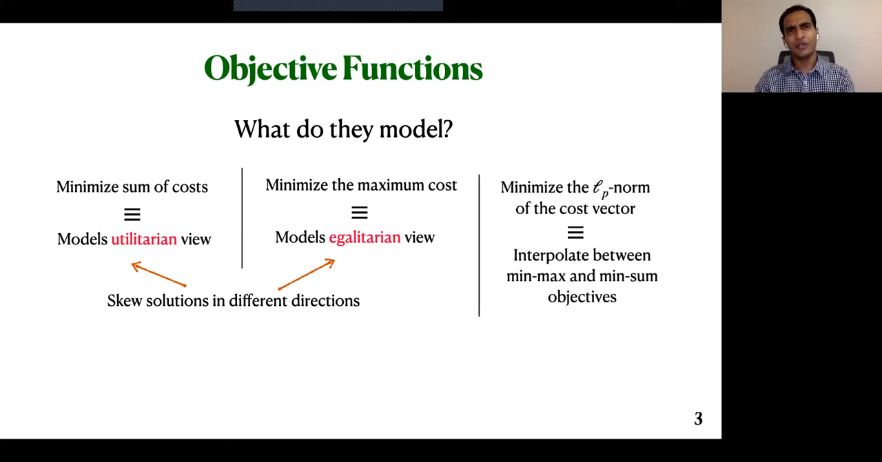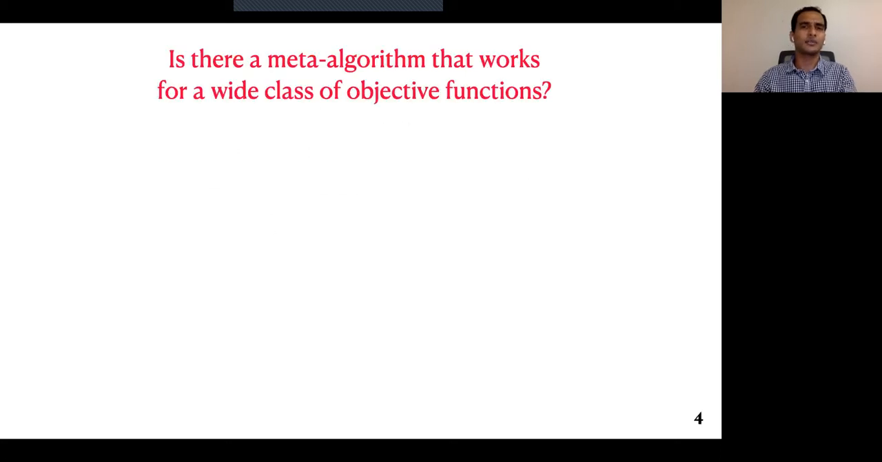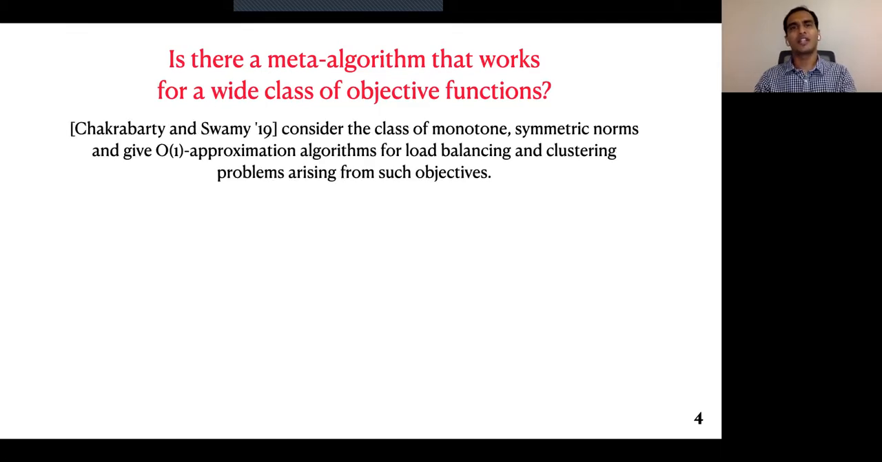A substantial amount of research effort goes into finding approximation algorithms for a particular objective function. Since objective functions are a means to an end, it is natural to ask the following question. Is there a meta algorithm that works for a wide class of objective functions? To this end, Chakrabarty and Swamy considered the class of monotone symmetric norms and gave constant factor approximation algorithms for load balancing and clustering problems arising from such objectives.